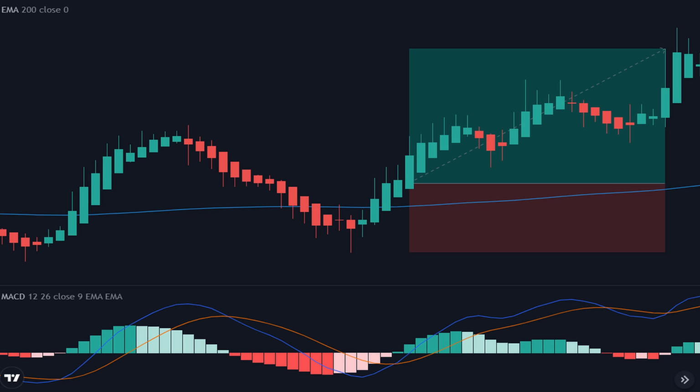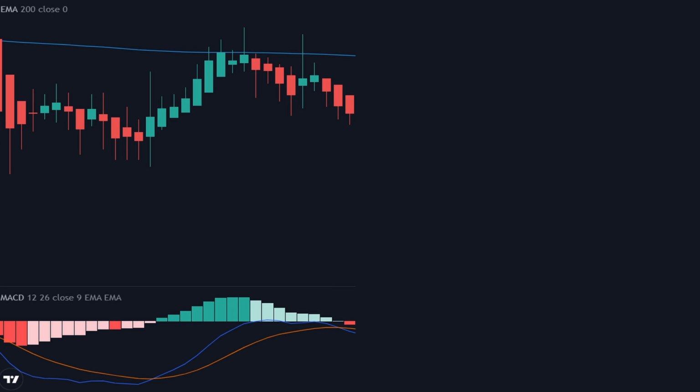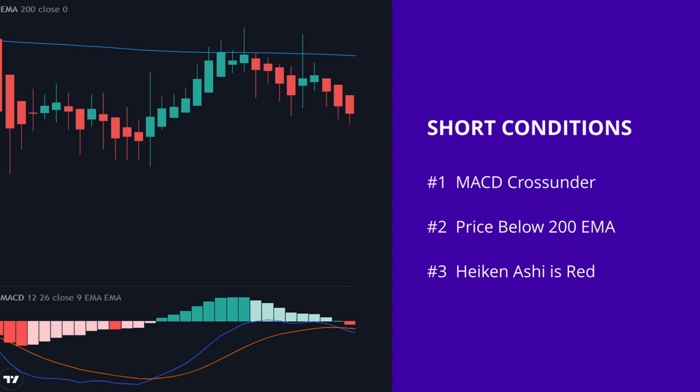But so far we have only tested the long trades. In the real market, people may want to also trade short with this strategy. Let's move into example short trades. This will be our first short trade example. Our conditions are actually a reversed version of our long conditions. First, the MACD must cross below. Second, the price must be below 200 EMA. Finally, the color of Heiken Ashi must be red.